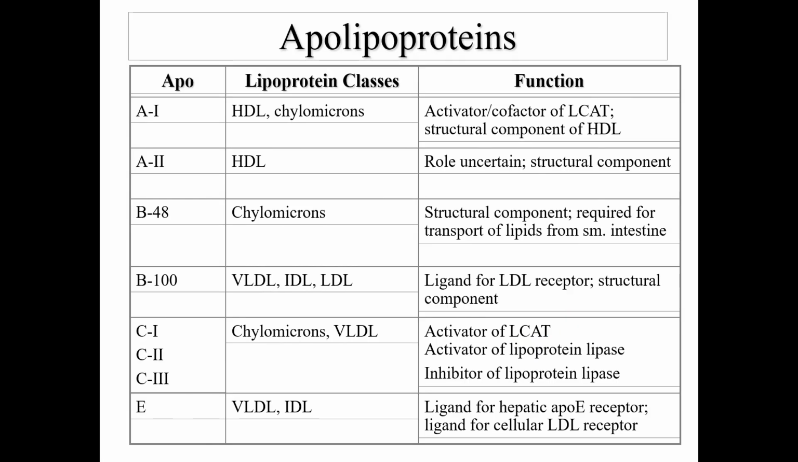So this is a list of the apolipoproteins. So there's different types that exist. So A1, A2, B48, B100, C1, C2, C3, and E. And each one of these is responsible for transporting different types of lipoprotein classes. So A1, HDL and chylomicrons, A2, HDL, and so forth. So you can review this table, take a look at it, and then review the functions of each of these as well.